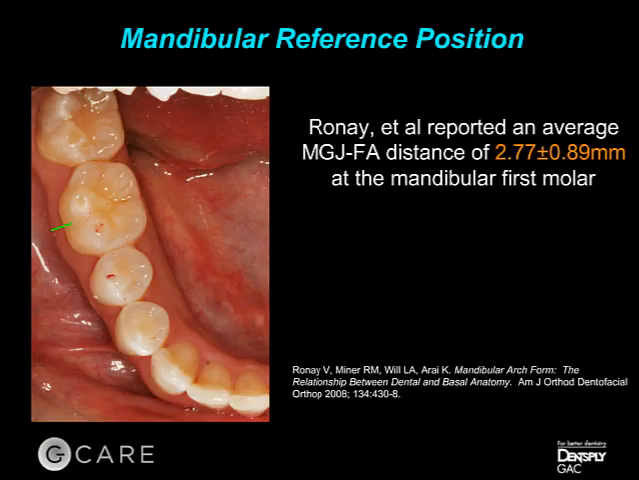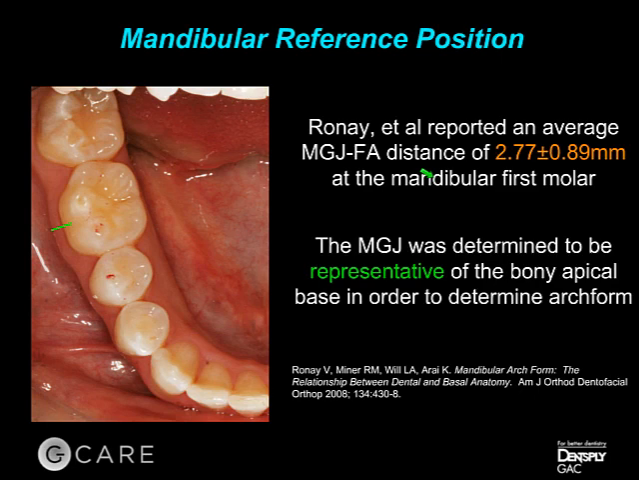So another article in the AJO by Ronay looked at the difference between the mucogingival junction and the FA point of the mandibular first molar. And they said in their article it was somewhere between 2 to 3 millimeters. And also that this was determined to be representative of the bony apical base in order to determine arch form. So very similar to what we were talking about as the most coronal portion of the skeletal base of the mandible, this article is also reinforcing that that is a viable position to determine the bony apical base of the mandible.